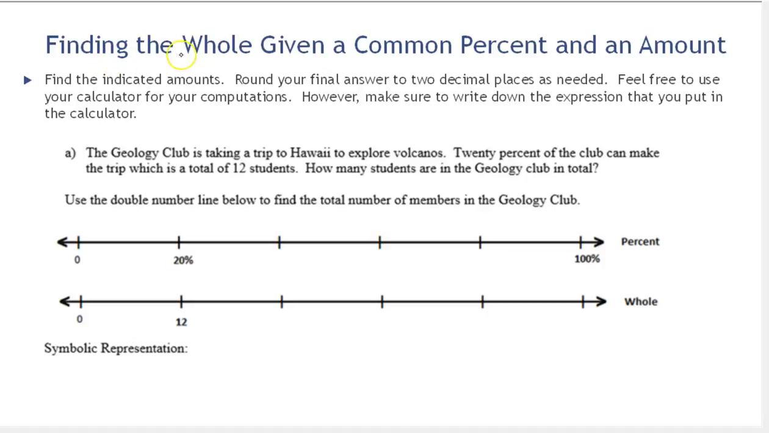In this video, we're going to find the whole given a common percent and an amount. Find the indicated amounts. We're going to round our results to 2 decimal places as needed. We can use the calculator, but we're going to write down the expression that we put in the calculator. So let's read the first question.